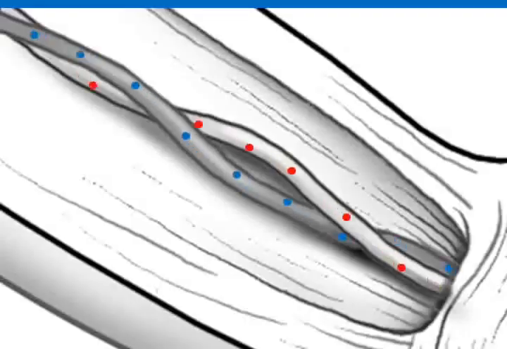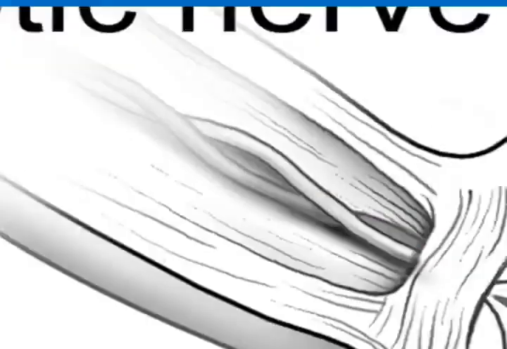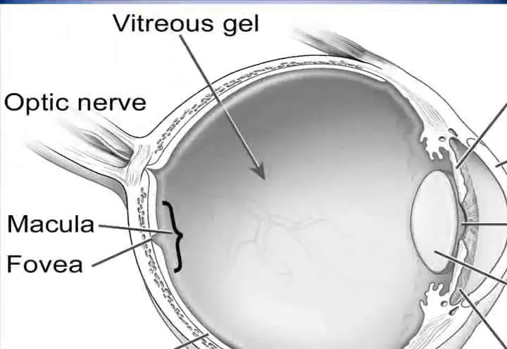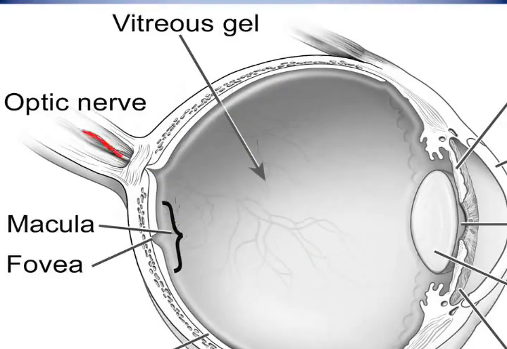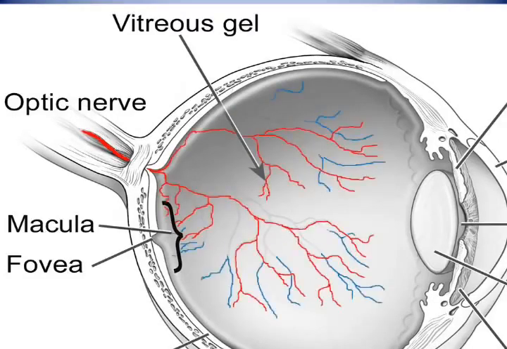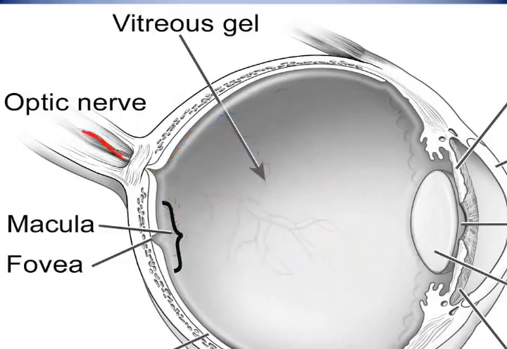In a normal eye, oxygen-rich blood flows into the inside part of the eye via the central retinal artery, shown here with red dots. Oxygen-depleted blood leaves the inside part of the eye through the central retinal vein, shown here with blue dots. The central retinal artery and the central retinal vein access the eye through a narrow channel in the optic nerve. As the central retinal artery enters the back of the eye, it branches into smaller vessels until blood reaches almost all areas of the retina's surface.